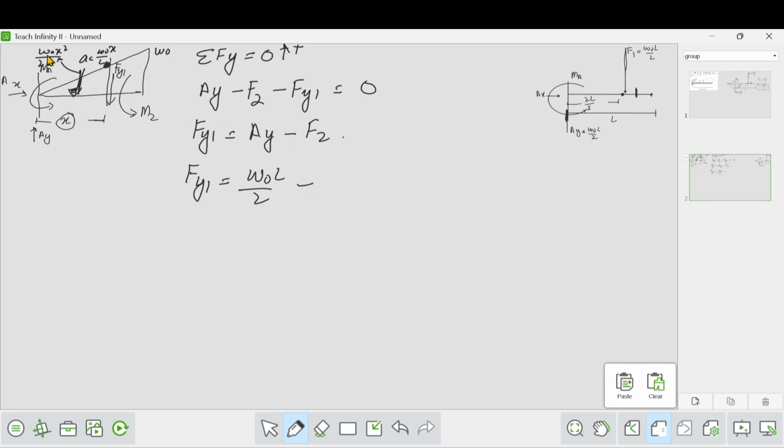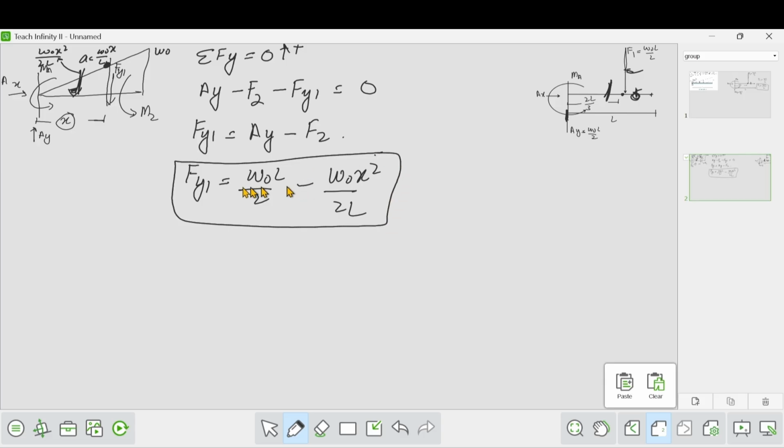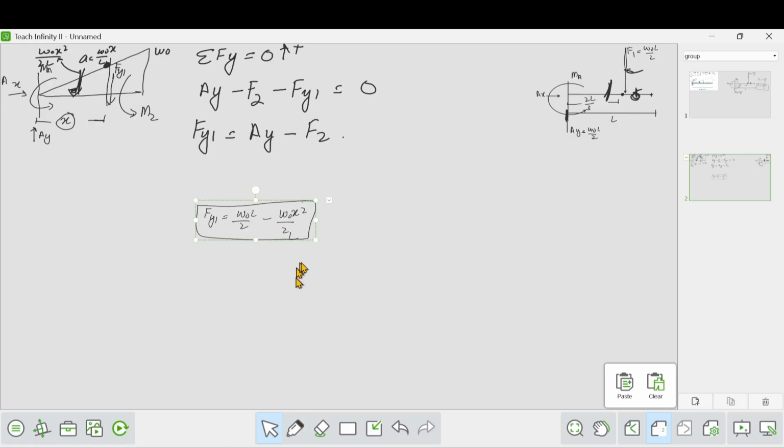F2 value is omega naught X square divided by 2L. I take up to this section, so this force is not included. After that, this is the shear force of this whole section. Okay, so this is the shear force. I make it a little bit smaller.